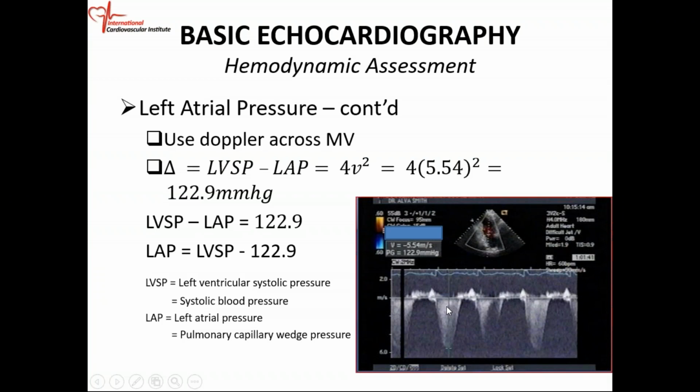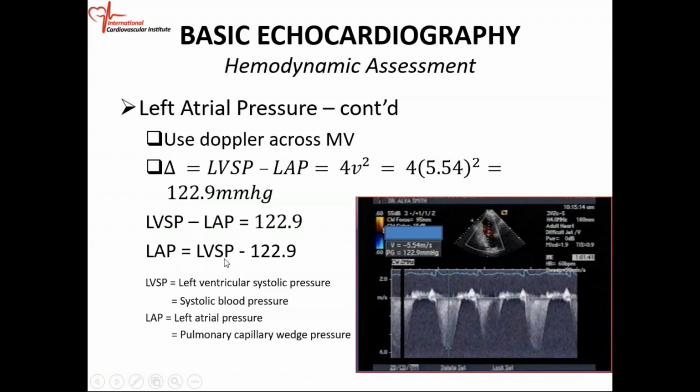It's a systolic phenomenon. So systole is from the onset of the QRS to the end of the T wave. So your envelope is going to be below the baseline, and it occurs in systole. The velocity we're talking about is the peak MR velocity, and in this case it is 5.54. So if you square that, you multiply it by 4, and you plug it in the equation, you can calculate your left atrial pressure.